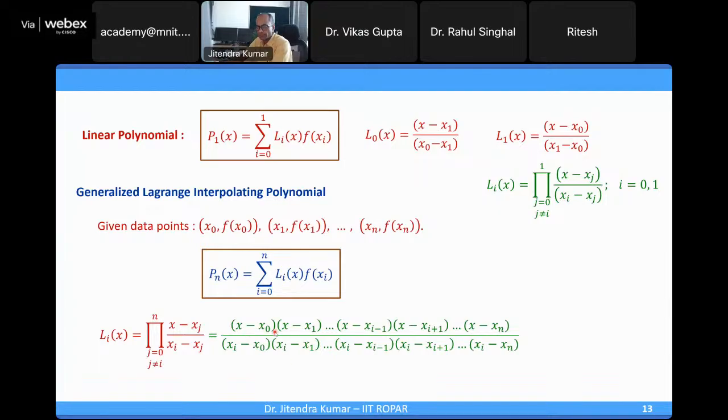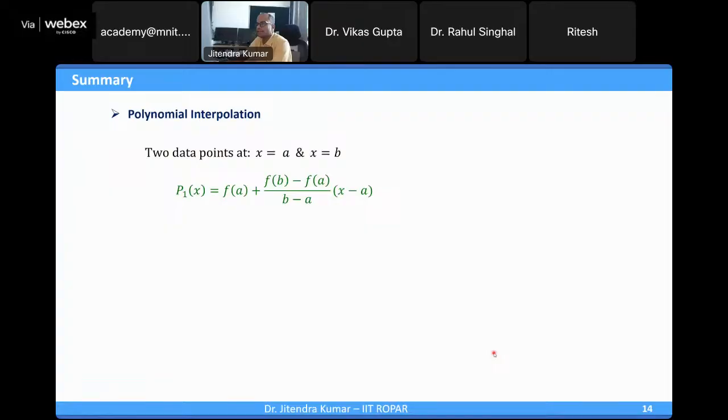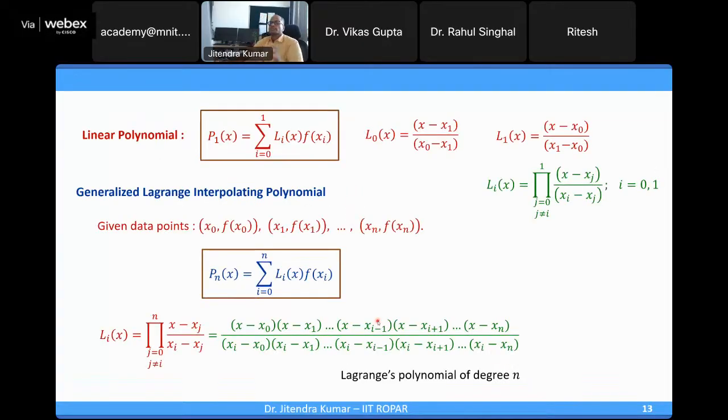So x minus x0, x minus x1, and so on, x minus x_{i-1}, and there will be no term x minus x_i. Except this, all other terms are there with x minus, and in the denominator again you can replace just x by x_i. So x_i minus x0, x_i minus x1, and so on, and that makes this an n degree polynomial. So you can have L1, you can have L2, and so on. You can define all these Lagrange polynomials of degree n.